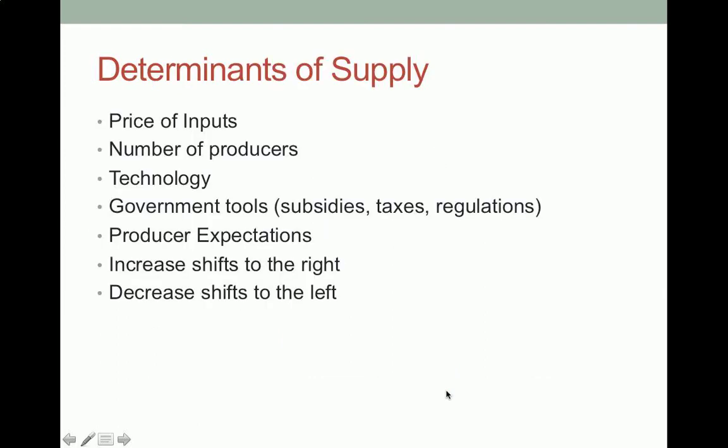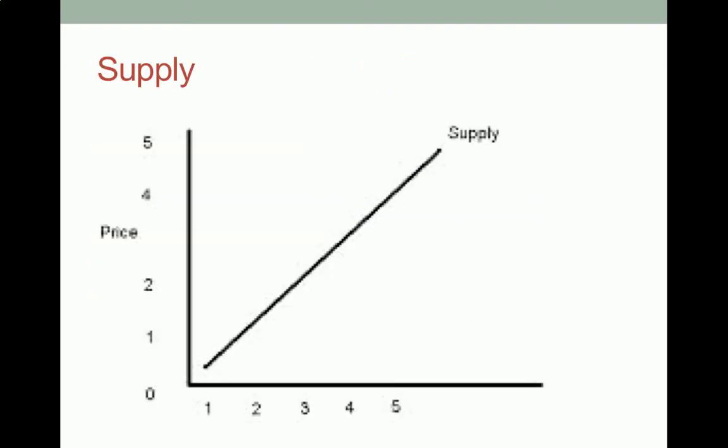Determinants of supply, once again: an increase is to the right, a decrease to the left. We just finished these up. Price of inputs, number of suppliers, technology, government tools, producer expectations. Those all shift the whole entire curve. So once again, an increase in supply shifts the whole curve to the right. A decrease in supply is a shift of the whole curve to the left.